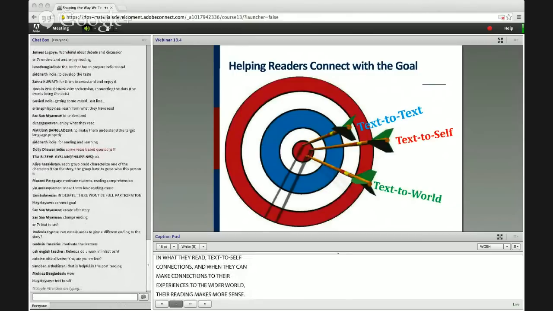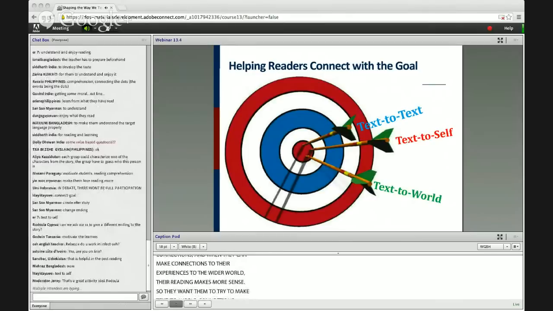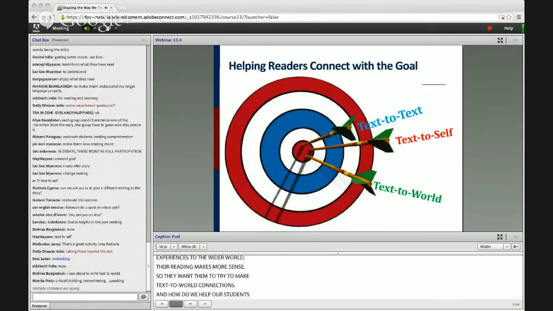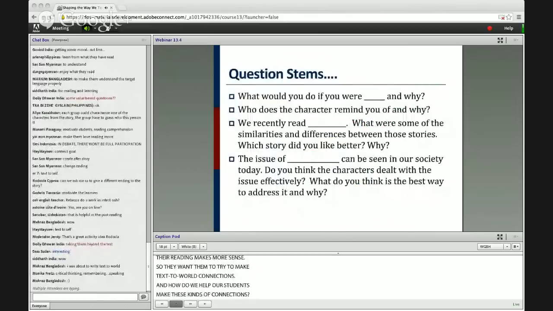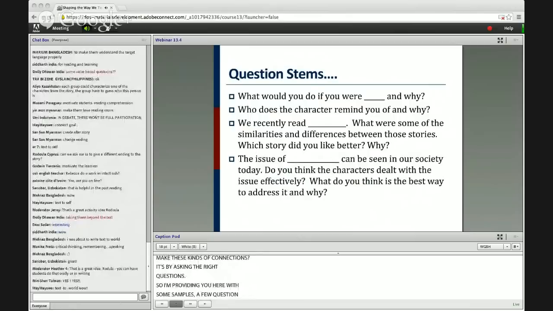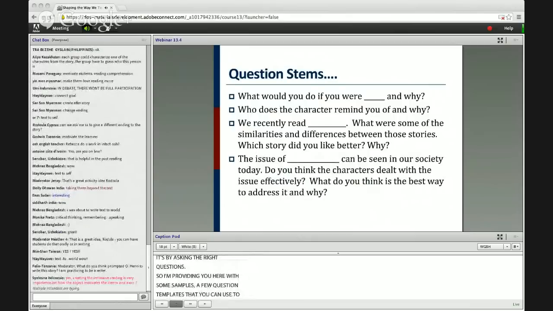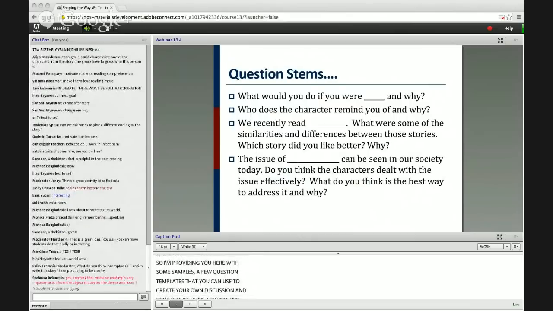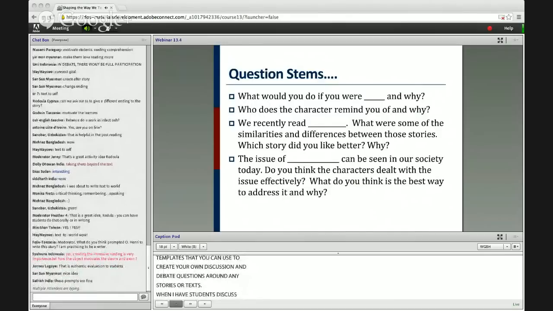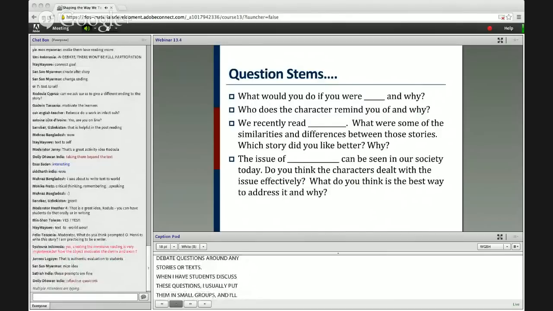And how do we help our students make these kinds of connections? It's by asking the right questions. So I'm providing you here with some samples, a few question templates that you can use to create your own discussion and debate questions around any story or text. And when I have students discuss these questions, I usually put them in small groups, and I'll talk a little bit more in a second about ways to balance participation in those groups.